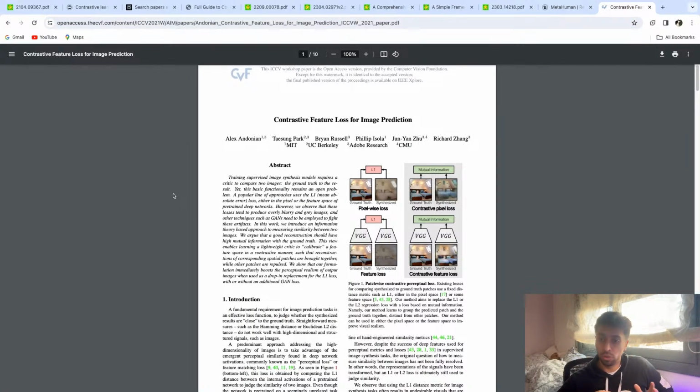So for example, we're going to read this very fast, only the abstract. Training supervised image synthesis models requires a critic to compare two images. They run through to the results.